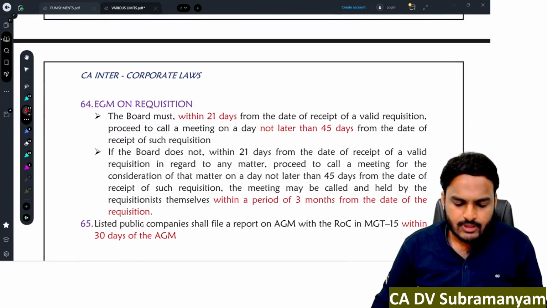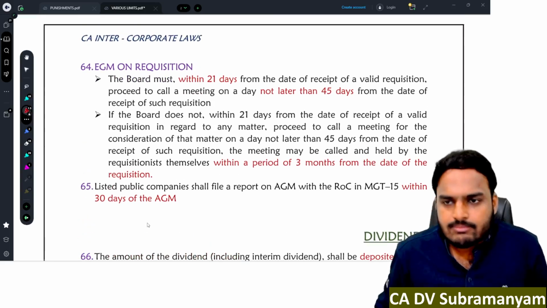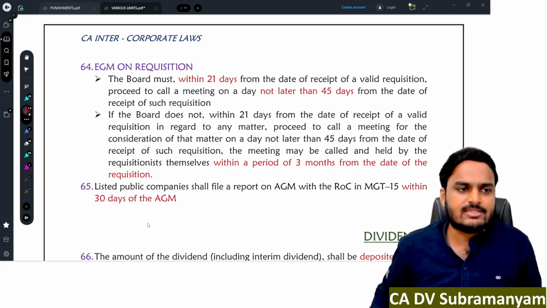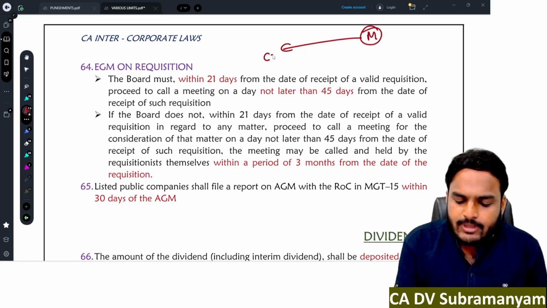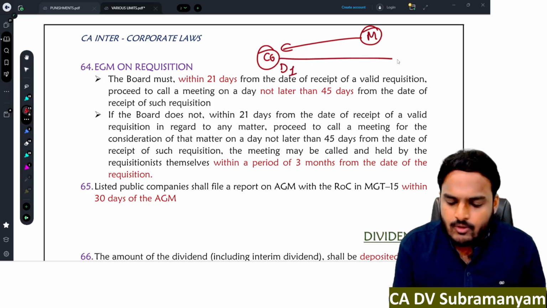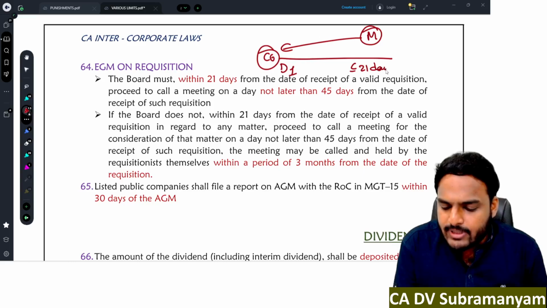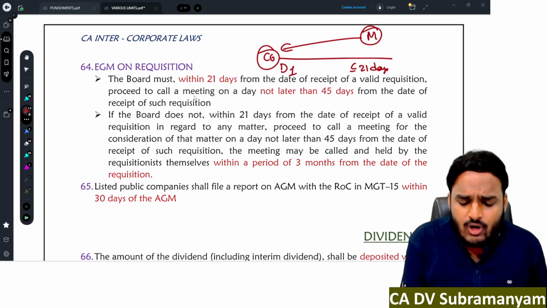Next one, AGM on requisition. See, some members can demand the company to call an AGM. Suppose members demanded the company to call for an AGM. Within 21 days, day one, the company received a requisition. Within 21 days, the company has to call for a general meeting. The company has to make all the arrangements for calling a meeting.